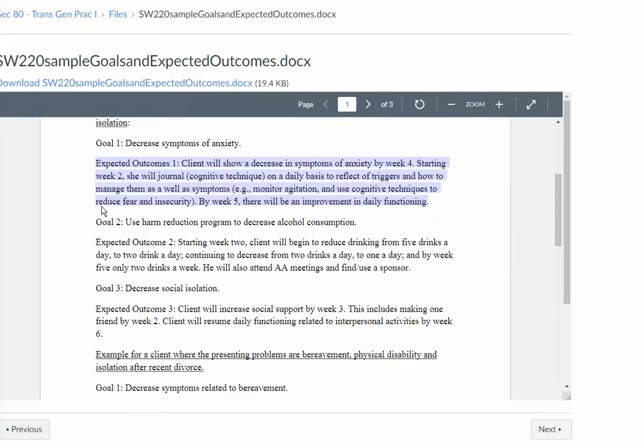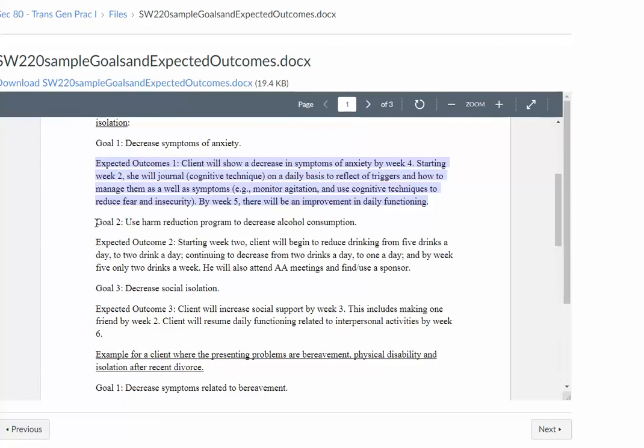When you're doing this in other settings that may not use the goal and outcomes format, you might instead be focusing on the actual behaviors or symptoms. So for example, expected outcome might be client will show a decrease in symptoms of anxiety, but then underneath that you might say client will monitor their agitation 3 times a day using the journal.